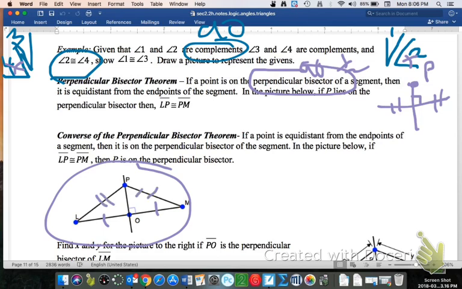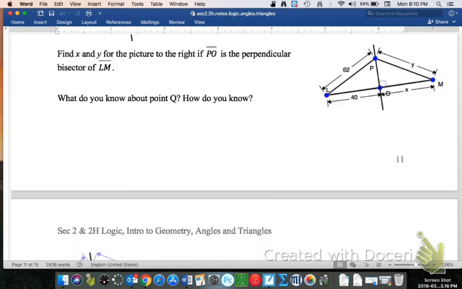Okay? Then the converse means that you go the opposite direction and you switch the hypothesis and the conclusion. So our conclusion was that we knew that LP was congruent to PM. Now we're going to say that's our if part. So if these two parts are congruent, then we know that point P lies on the perpendicular bisector. Okay, so that's the two ways that our theorem goes. Now let's see how we use this.